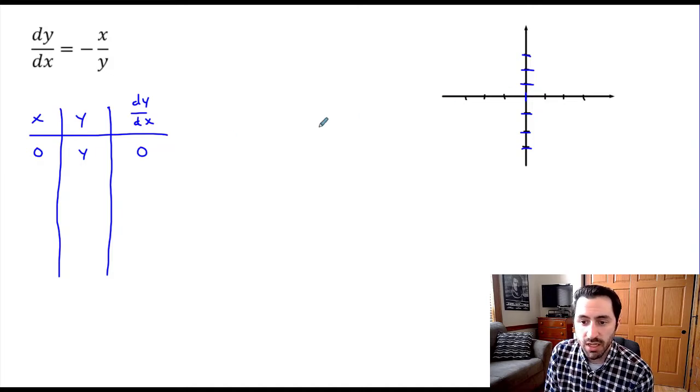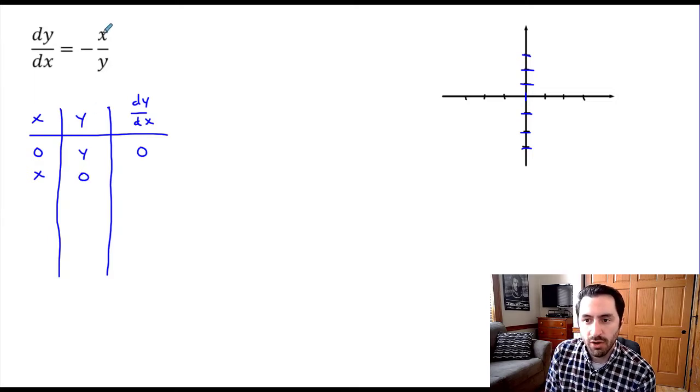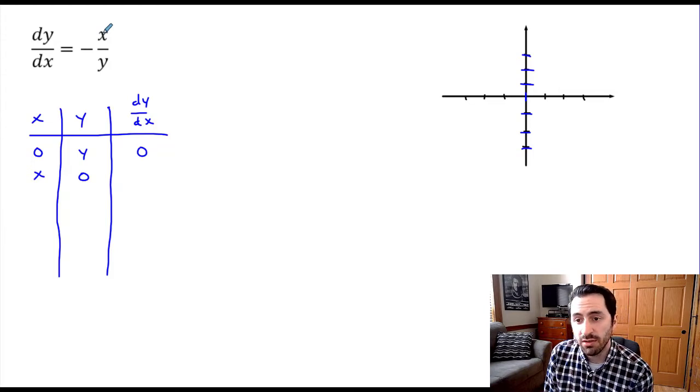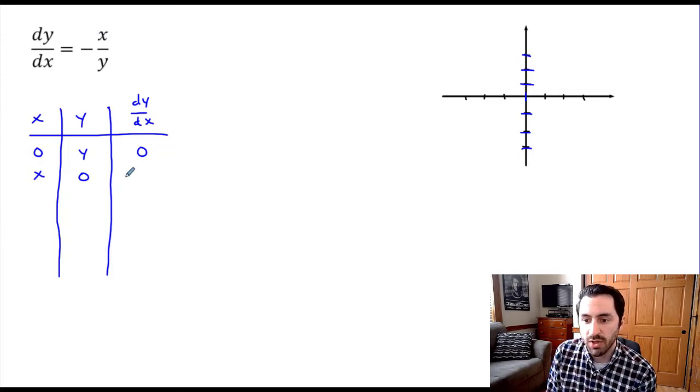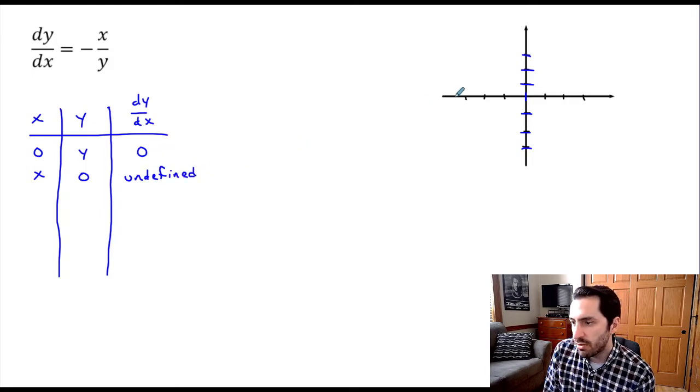And that brings me to the next one. So let's say for any of these other points along the x-axis, that means y is going to be 0. So now x in the numerator doesn't matter what that's going to be. If I'm trying to divide by 0, that means we have an undefined slope. So now, undefined, so that means that all of these are going to be little vertical line segments. So our tangent lines at each of those points would be undefined.